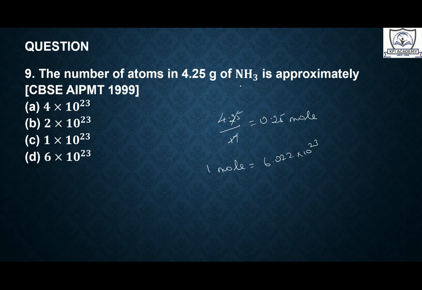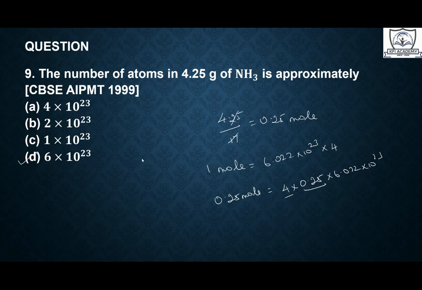How many atoms are there in one molecule? 4 atoms are there. So 1 mole contains Avogadro number into 4. So I have 0.25 mole. That means 4 into 0.25 into 6.022 into 10 power 23. That will become 1, so approximately 6.022 into 10 power 23.